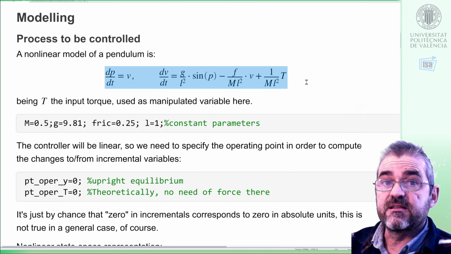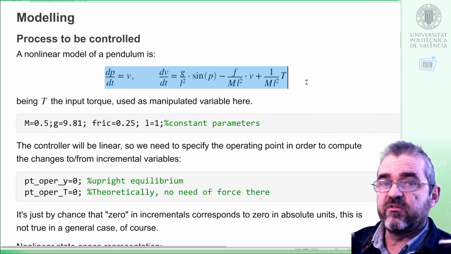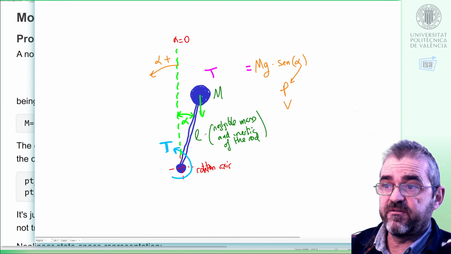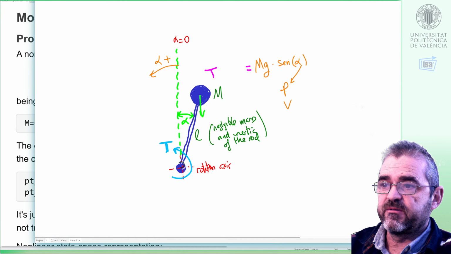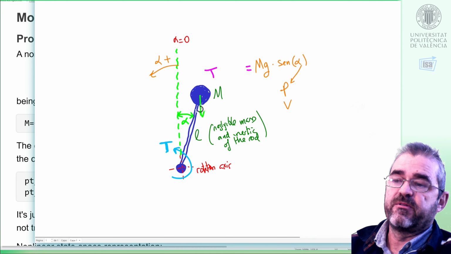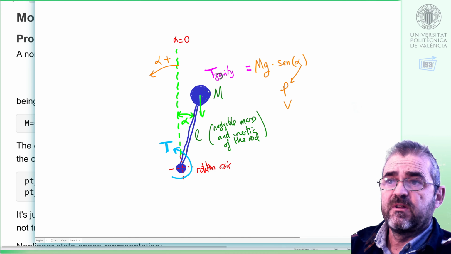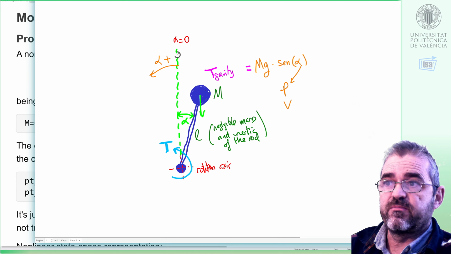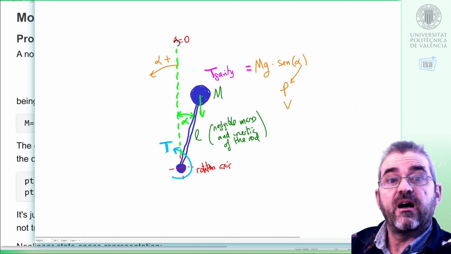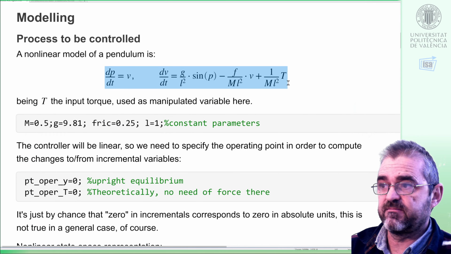These are the state equations, derivative of position, speed, and derivative of speed, acceleration, of a pendulum depicted in this figure, in which we have a mass which is joined to a rod of length L articulated on a rotation axis. The rod itself, we will assume that it has negligible mass or inertia. This will be the torque exerted by gravity, and 0 will be the equilibrium in the upright unstable position. So this will be the nonlinear model we are going to simulate.